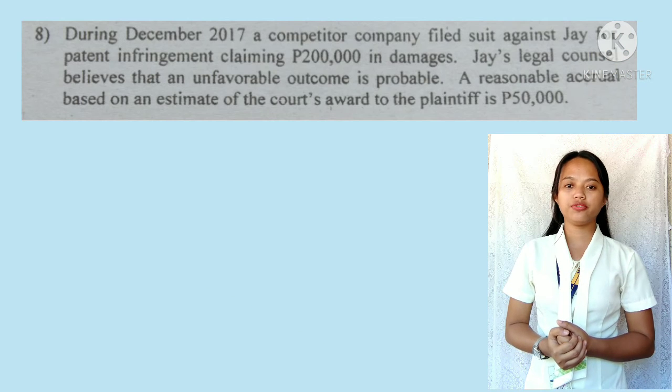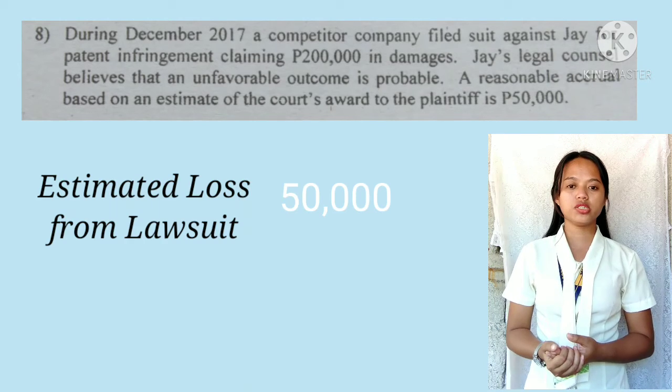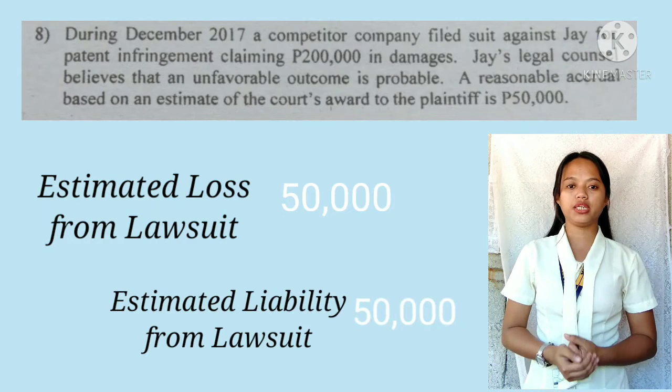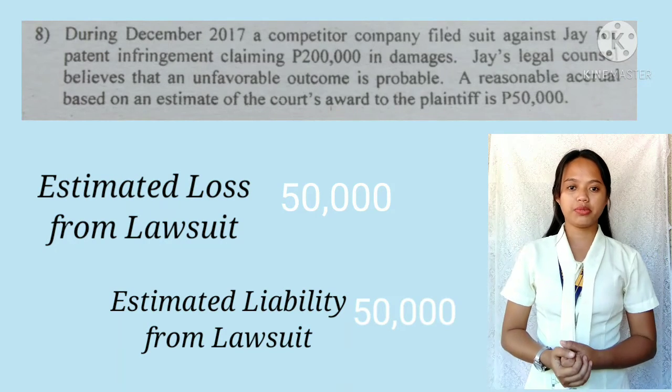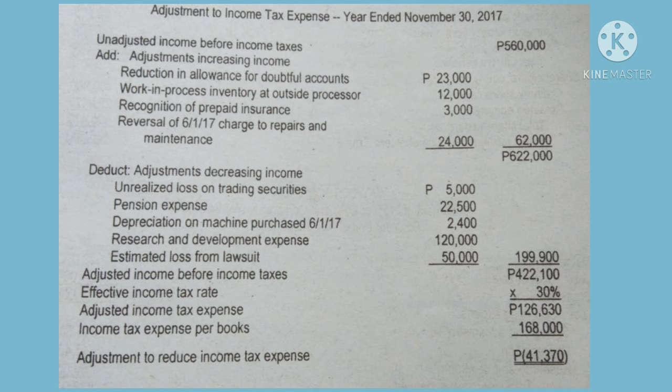For the eighth additional information, we only need to record a debit of estimated loss from lawsuit of 50,000 pesos and a credit of estimated liability from lawsuit of 50,000 pesos. For the last additional information, we need to get the income tax expense. So here's an illustration on how to get the adjustment to reduce income tax expense.